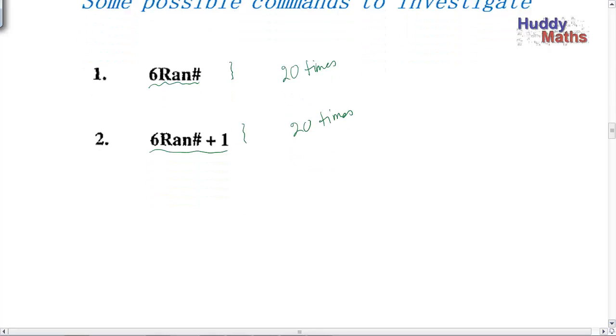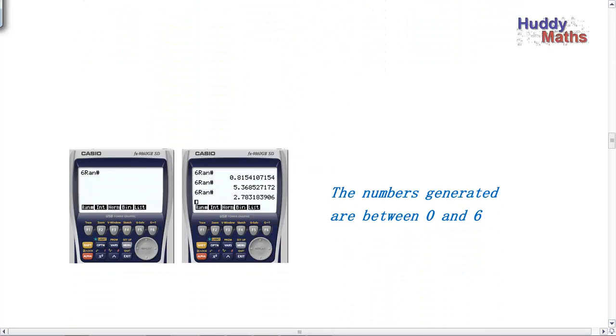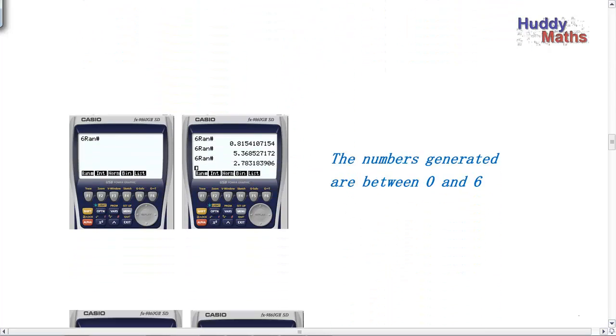All right, come down here now and see what I got. Okay, here's the first one. Did you get this? 6 random number. Numbers generated are between 0 and 6. Now, does that make sense? Let's have a look at the command. You might have realised random number generates numbers not 0, but between 0 and 1. Not including 0 and not including 1.